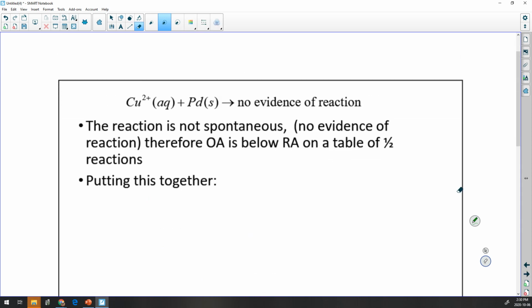Now here we have a non-spontaneous reaction, and no evidence of reaction tells me this. How do we tell which one is which? Well, we can go back, and we said copper 2 plus last time gained electrons. That's probably the same thing that's going to be happening here. The other thing is, the only thing copper 2 plus can become is either copper solid or copper 1 in this case.